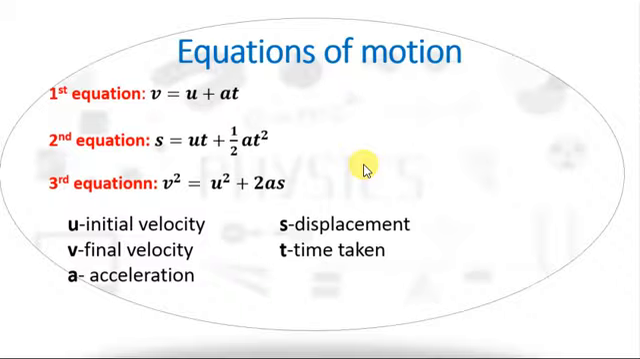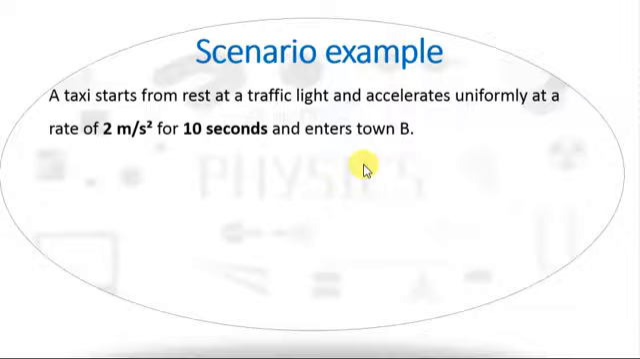Let's look at an example where we can now apply the equations of motion and what we've talked about. We have here a scenario which says a taxi starts from rest at a traffic light and accelerates uniformly at a rate of 2 meters per second squared. Now, we've said accelerates, meaning this is acceleration, for 10 seconds and enters town B.